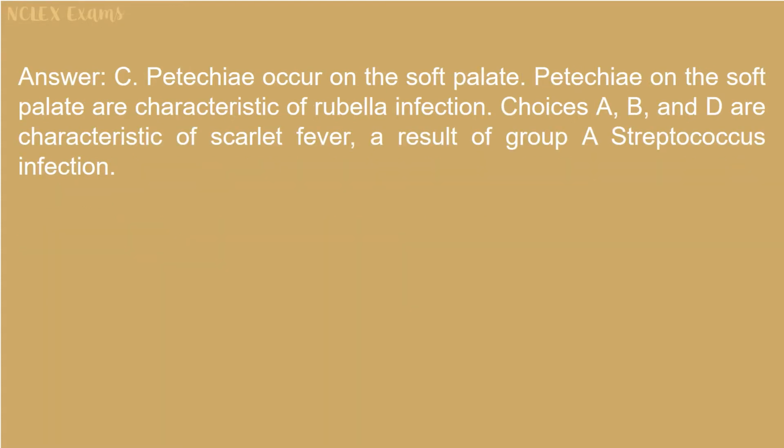Answer: C. Petechiae occur on the soft palate. Petechiae on the soft palate are characteristic of rubella infection. Choices A, B, and D are characteristic of scarlet fever, a result of group A Streptococcus infection.